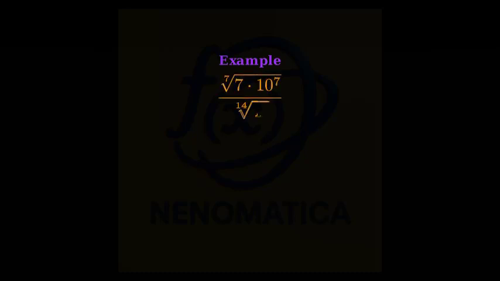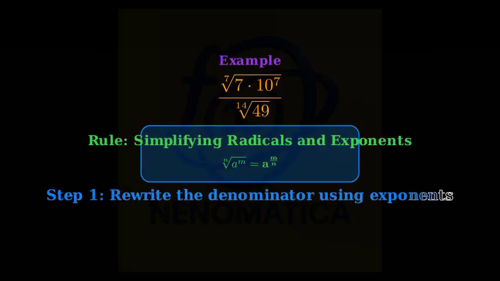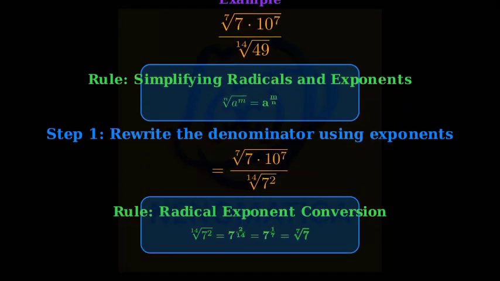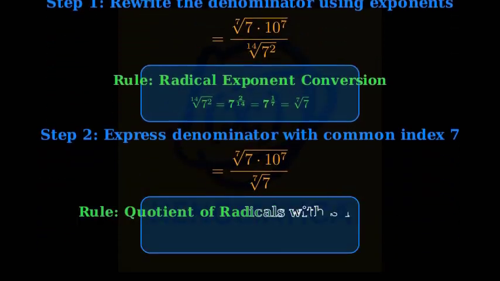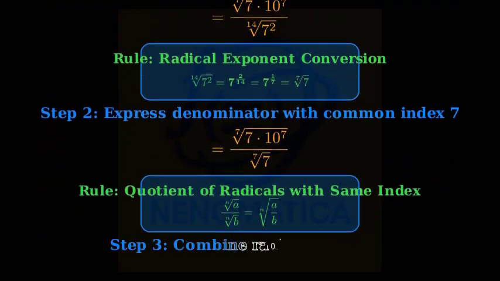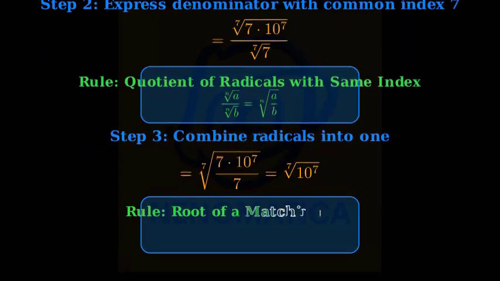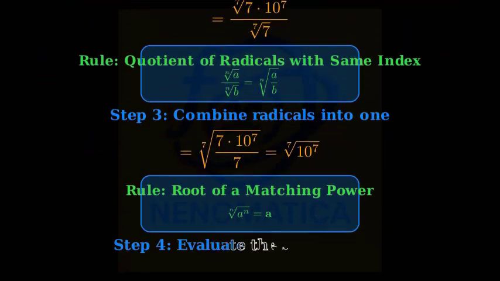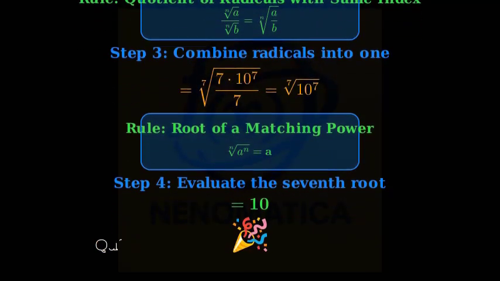Next, step 1, rewrite the denominator using exponents. Step 2, convert the denominator to a 7th root using fractional exponents. Step 3, since the index is the same, combine as a single 7th root of a quotient. Step 4, the 7th root of 10 to the 7th equals 10. Great. The simplified value is 10.